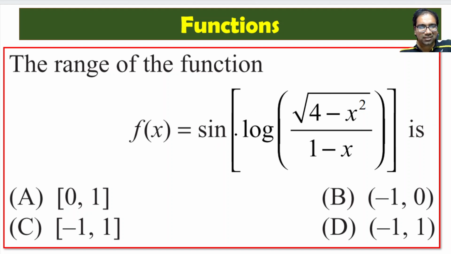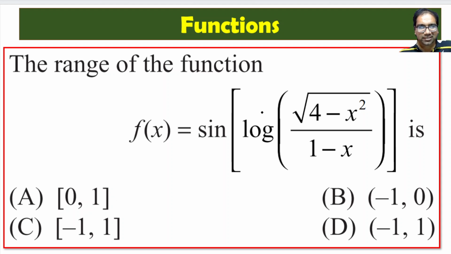We have sine here. Sine generally runs from minus 1 to 1. But we have a log here, and within that log we also have a square root and some denominator. So first let us try to understand what the domain of this function is, and then we will see whether the domain is big enough to accommodate the entire range of sine. Sine range is minus 1 to 1. Is the domain sufficient to accommodate minus 1 to 1 or some part of it?